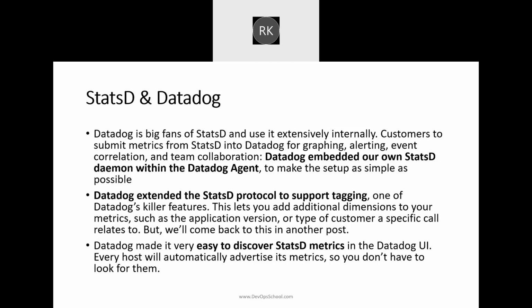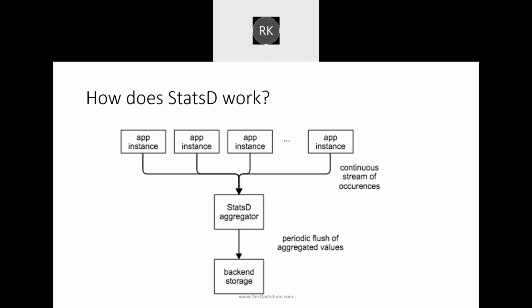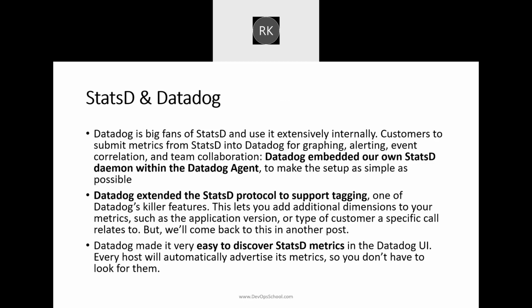So what has happened? Datadog extended the StatsD protocol to support tagging. StatsD was very wonderful to grab the custom coding, custom metrics to the backend. But it was lacking in terms of the ability to tag at various levels. Tagging, I'll show you the importance of tagging in upcoming sessions also. So it was lacking. So what Datadog did, Datadog not only embedded StatsD in the Datadog agent, but also added some more extra code to StatsD for supporting tagging. And that was one of the killer features of Datadog.